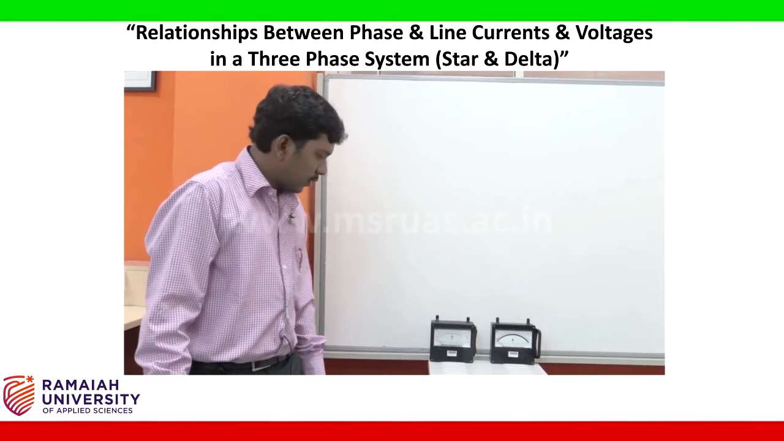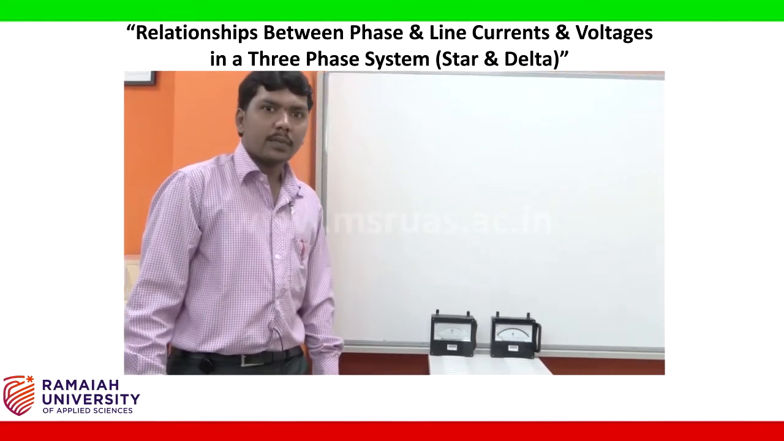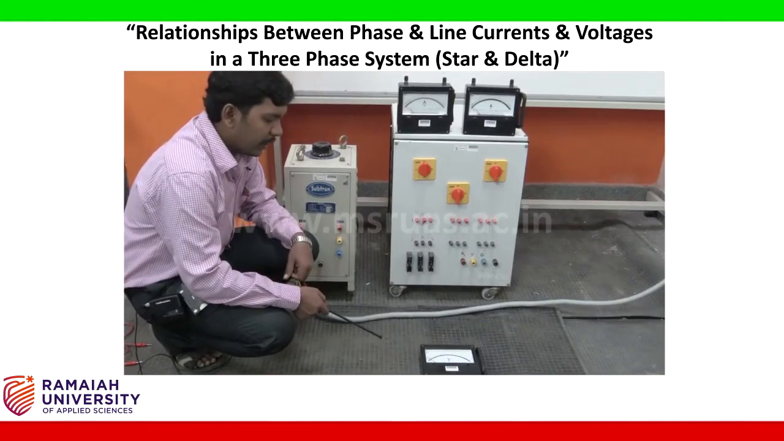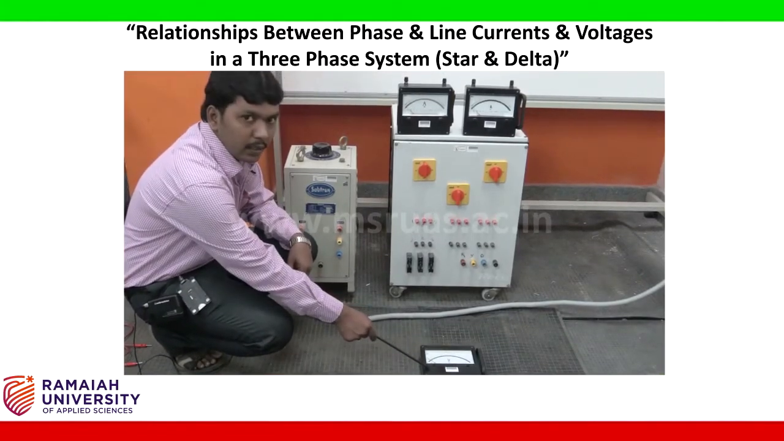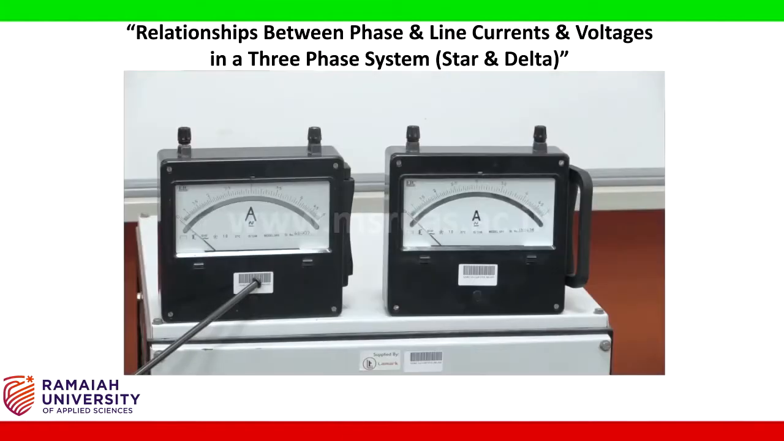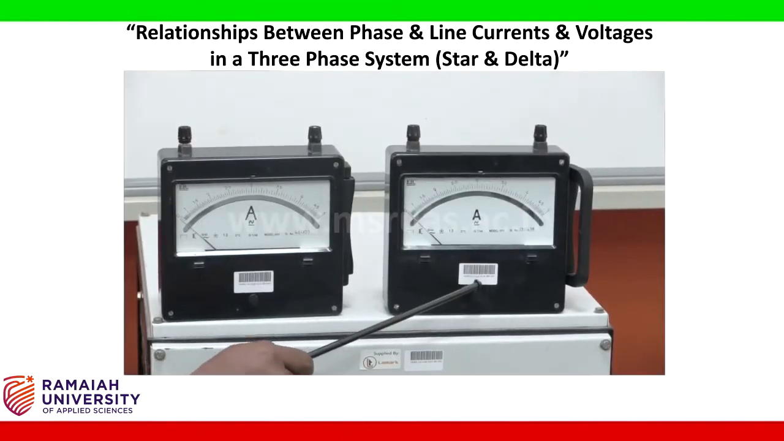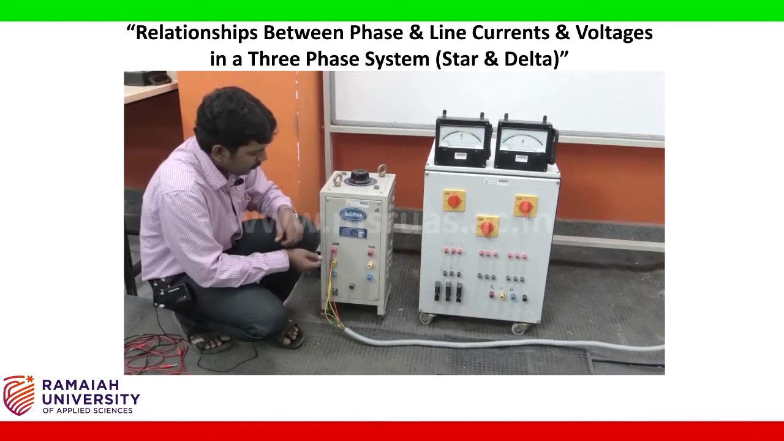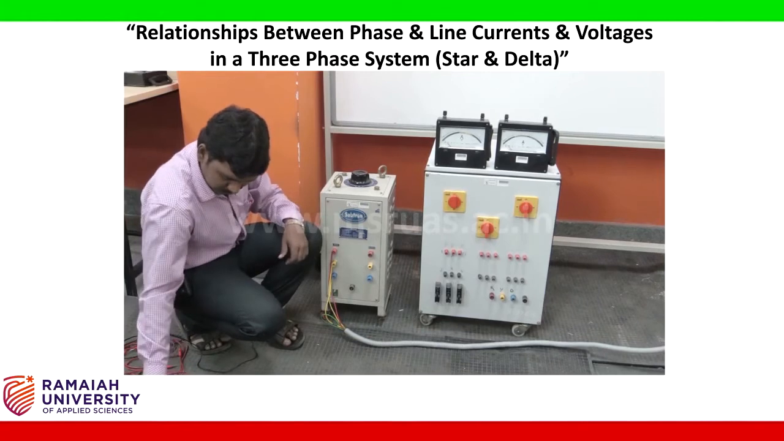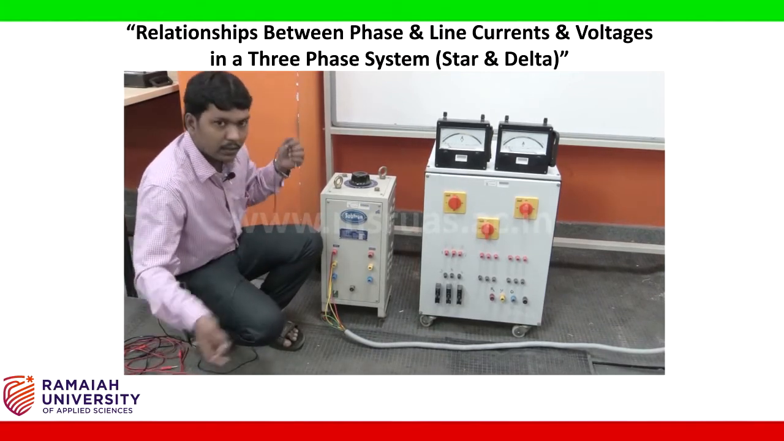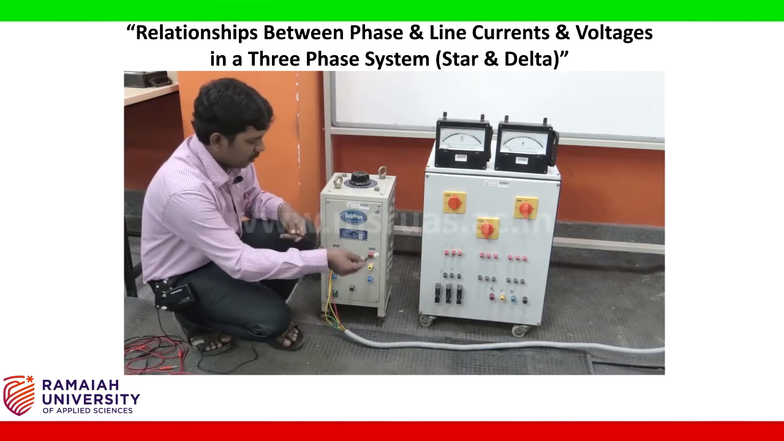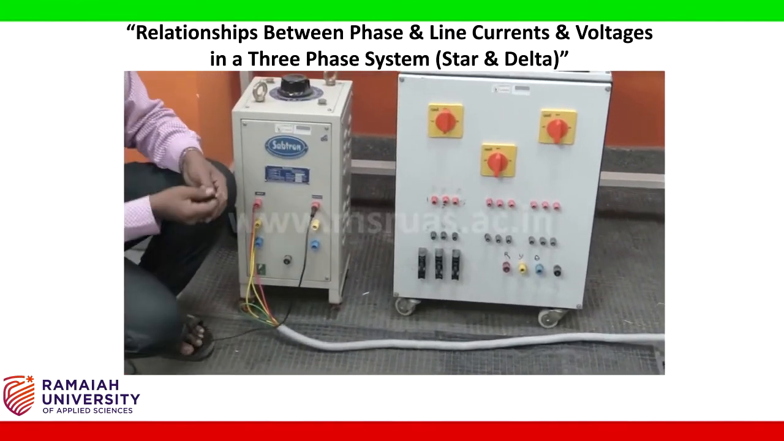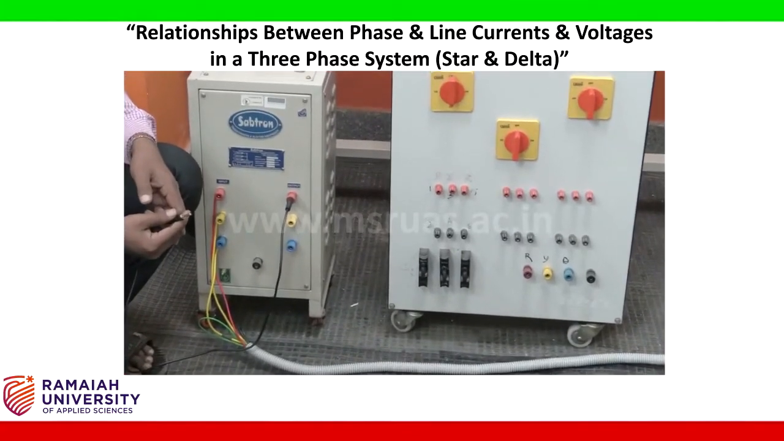Let us verify the current relationship in delta connection. To conduct this experiment, we need one AC voltmeter and two AC ammeters. Now let us start the connections for the delta. The output of the 3-phase variac, that is the R phase of the variac, is connected to the R phase of the load through an ammeter.